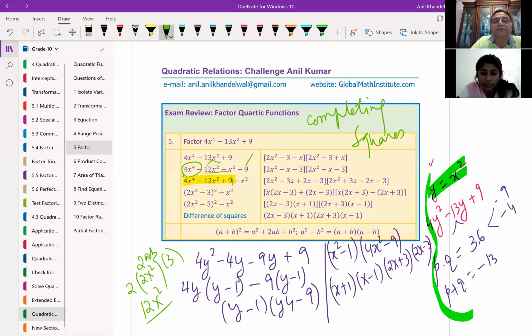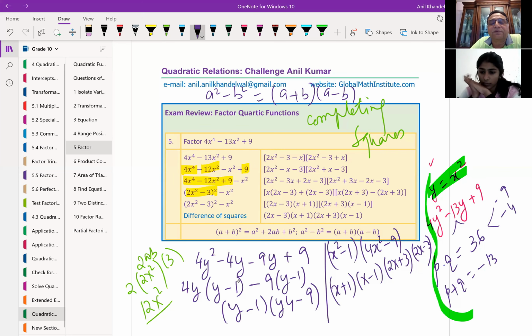Now I combine these three, correct? So let me just highlight in a different way. So first step you understood, right? Yeah. Now, because I was working on these numbers, if you look into these three, they actually form a perfect square. And that was the whole thing. And which is 2x squared minus 3 whole squared. And I got a minus x squared term on the side. All right. I've used a squared minus b squared is equal to a plus b times a minus b.